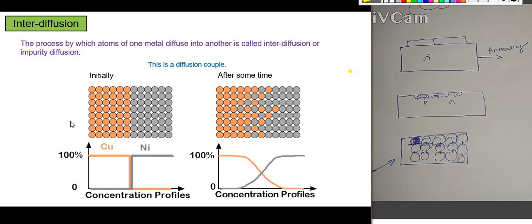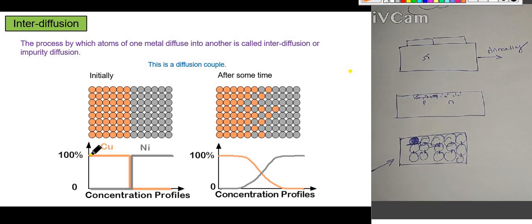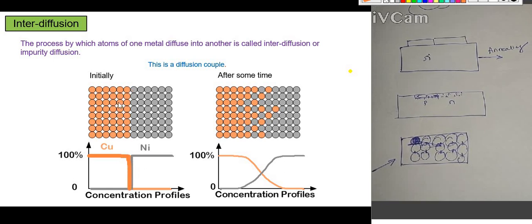So here when we compare the concentration in this region, the copper concentration is maximum, 100%. It is copper up to this point. And at this point the copper concentration reduced to 0. Here we can see the orange color is the copper concentration. Then from this point to this point the copper concentration is 0. Okay, so this is the graph showing the concentration of copper.